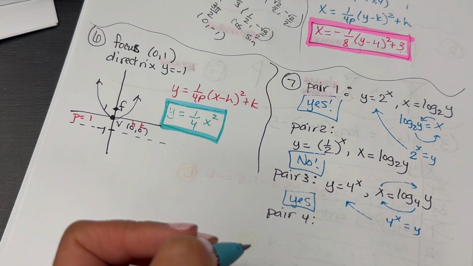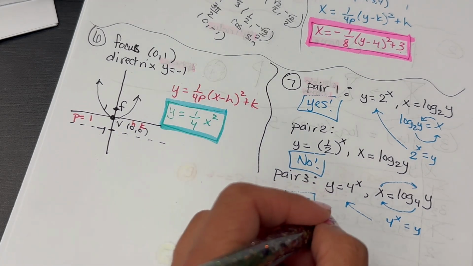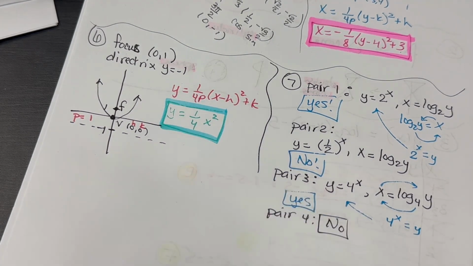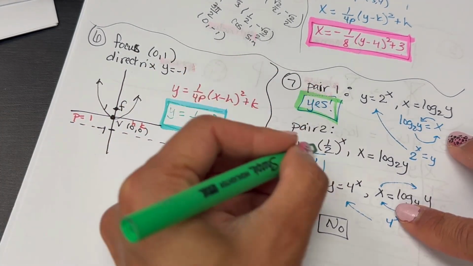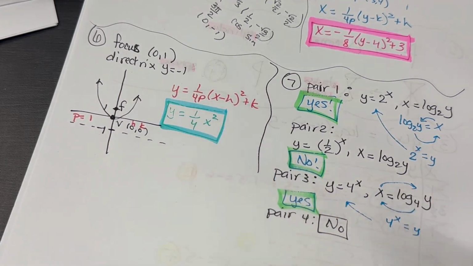And then pair number 4, it already says no in the answer box, so you don't even need to look at it. But it's a y equals 1/6 to the x versus an x equals log base 6 of y. Well, we know that would be 6 to the x power equals y, not 1/6. So it makes sense why it's a no. So it was yes, no, yes.